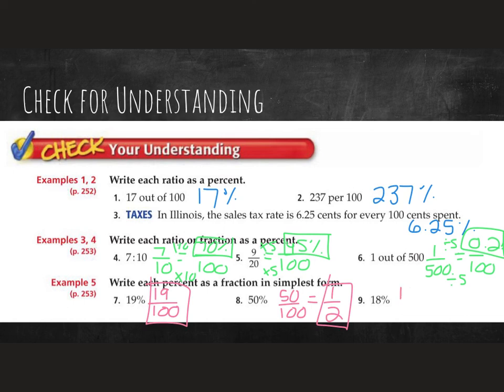18%. 18 goes over 100. Those can both be divided by 2, so I get 9 over 50. 9 over 50 cannot be simplified. So 18% as a fraction is 9 over 50.